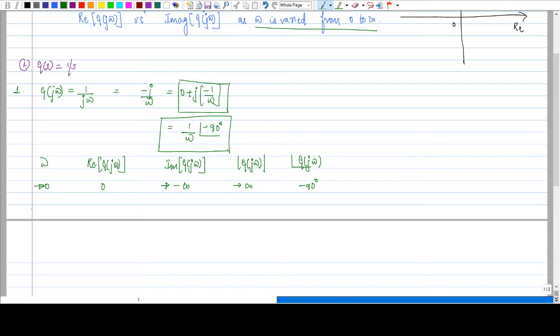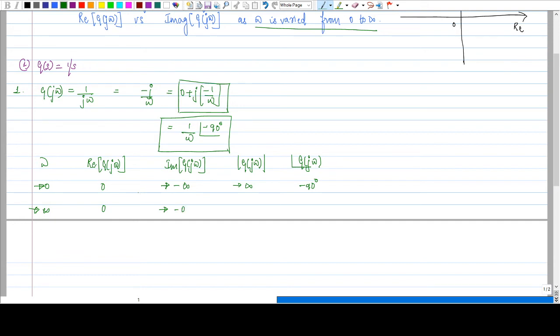Second, I'll take when omega tends to infinity. Again, the real part is 0. Now the imaginary part: the magnitude here is infinity, so 1 by infinity is 0. I'll simply write it as minus 0. I'll keep the minus as it is.